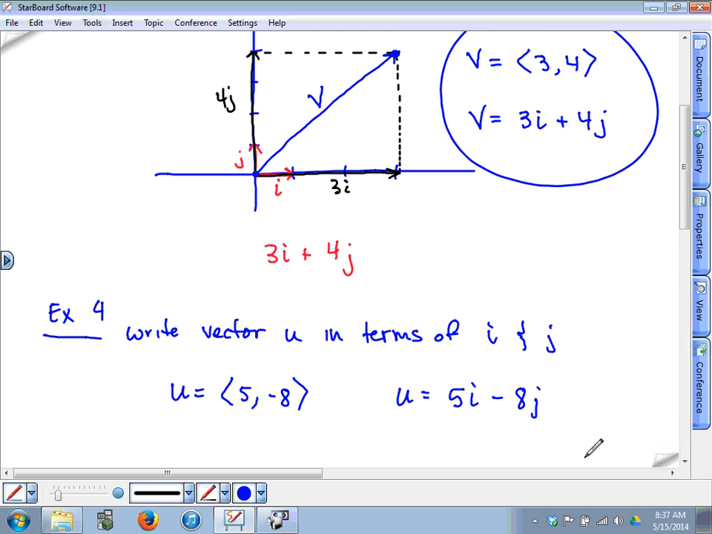Is there any difference in finding the magnitude if it's in component form or in terms of i and j? Is there any difference in finding the magnitude, the distance? What do you think? How do you find the magnitude when it's in this form? Square root of a squared plus b squared. Same thing.